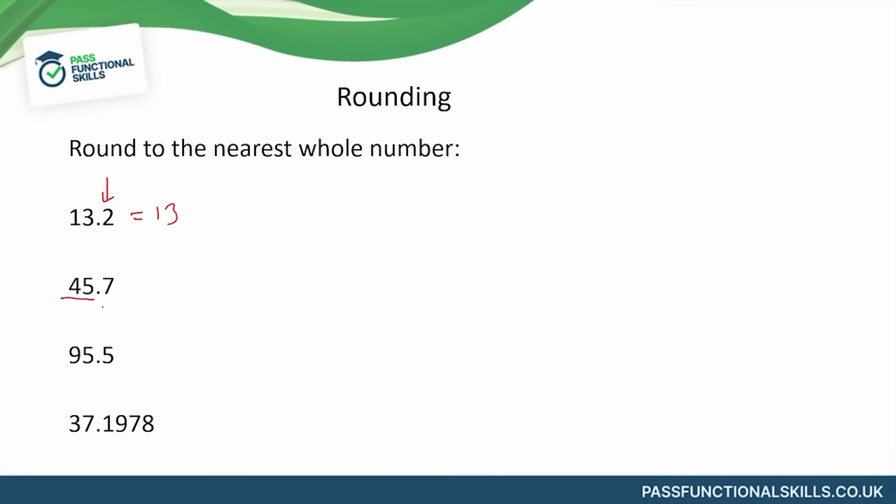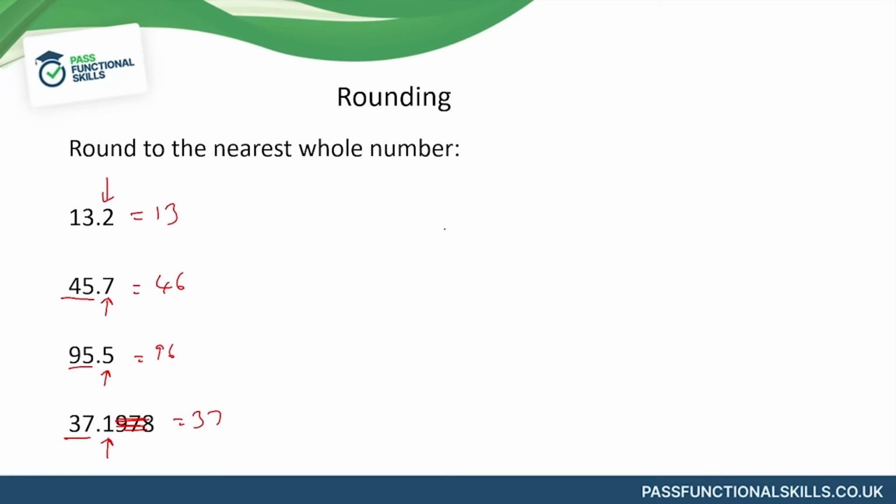45.7 to the nearest whole number, we're looking at the first decimal place. It's greater than 5, so that will move the 5 up to a 6, so that will be 46. 95.5, here we have a 5, so 5, remember, rounds up, not down, so the column to the left will move up 1, so that will be 96. 37.1978, again, to the nearest whole number means we're looking at the first decimal place. Anything after that is completely irrelevant, so ignore it. Here, 1 is less than 5, so this will simply round down to 37.